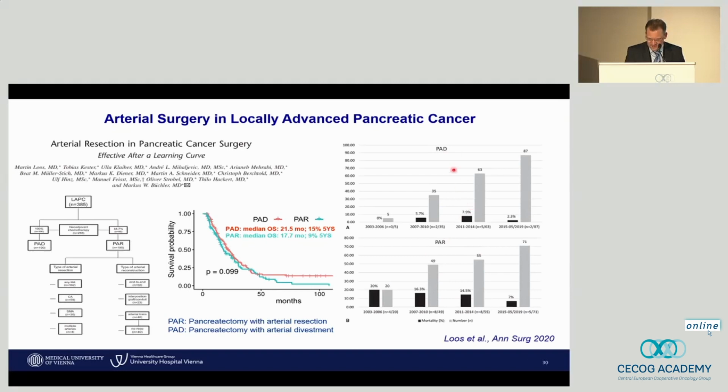So a divestment procedure without resection of the artery is much safer, but also the mortality of arterial resection is now below 7%, still much too high, but we are going in the right direction. And here you can see the median survival of 20 months after surgery, so probably almost 30 months after a diagnosis of locally advanced pancreatic cancer, which is, I think, promising for the future.